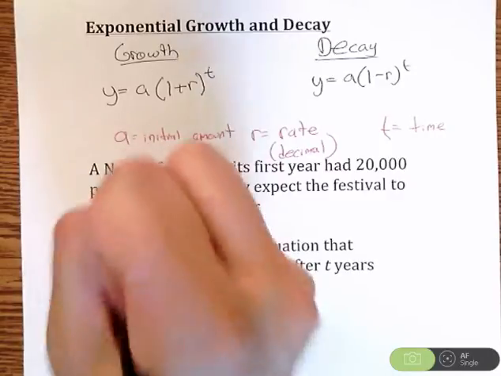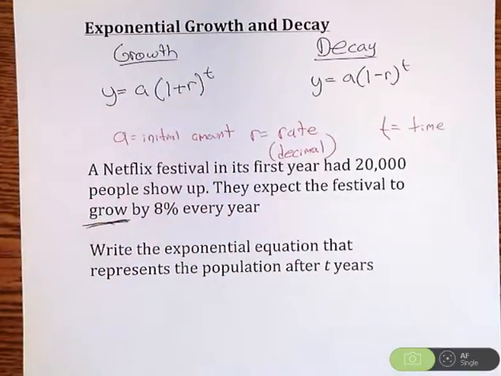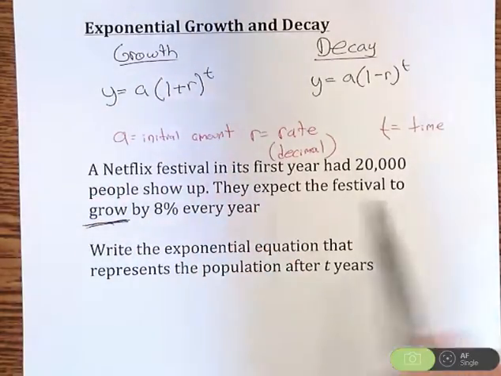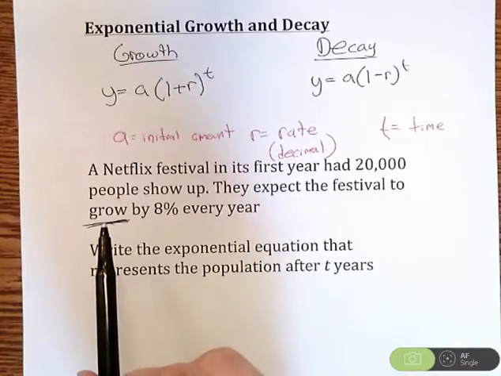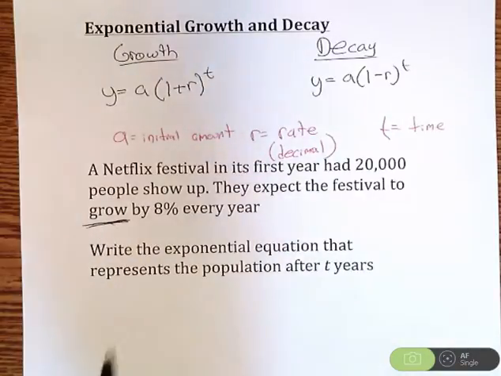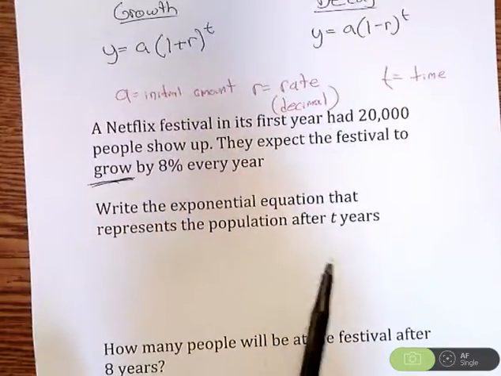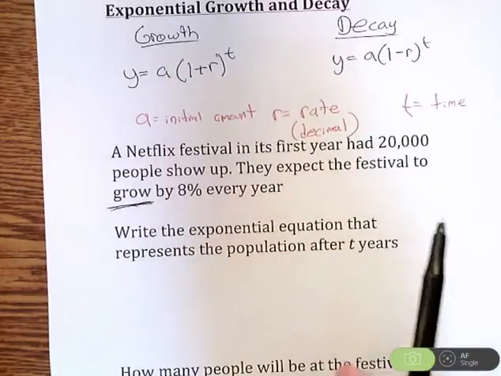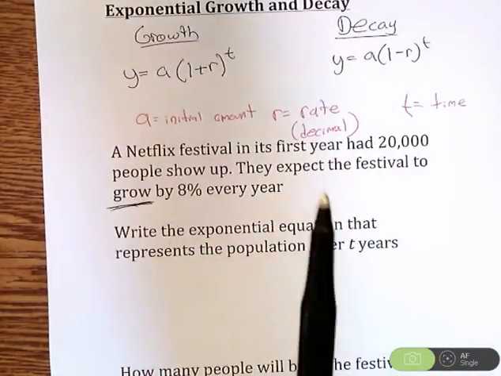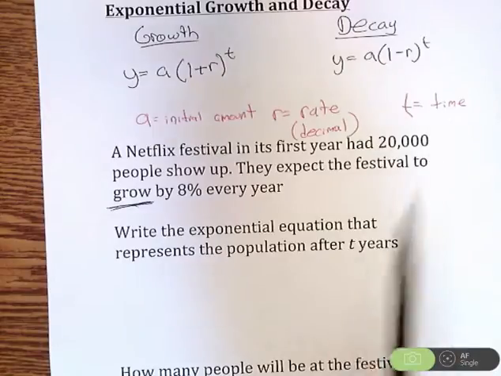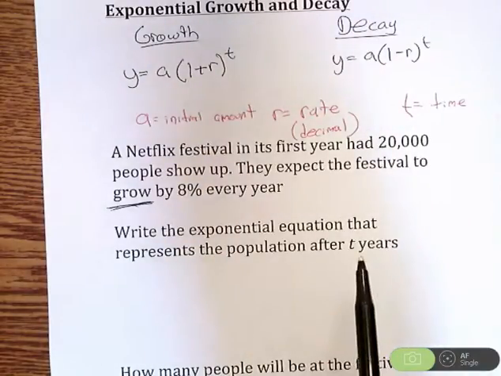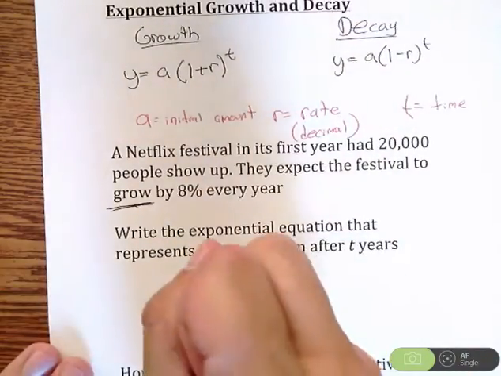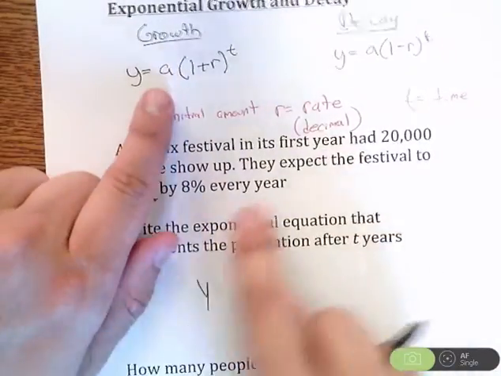It says grow right there. They expect the festival to grow by 8% every year. So other words you might see is increase, get bigger, stuff like that, similar to growth. So we need to write an exponential equation that represents the population after t years. So I need to know what A and R are. T, they didn't give us a year yet. They just said keep t. So I know I'm going to be using the growth equation. If this was decay, we'd be using the one over here.